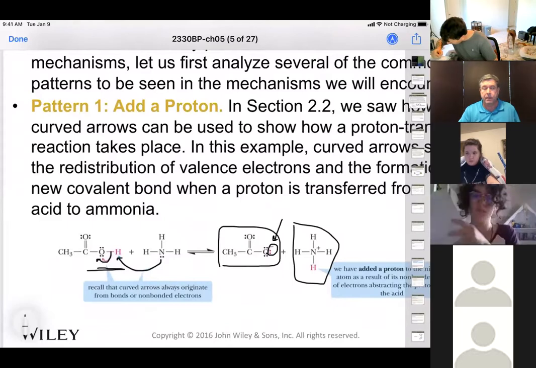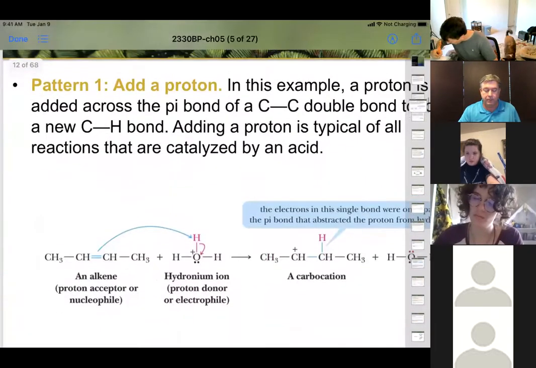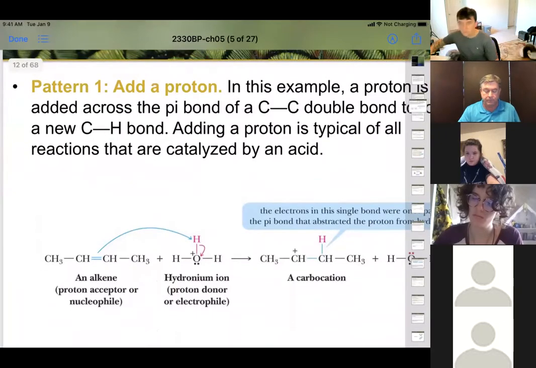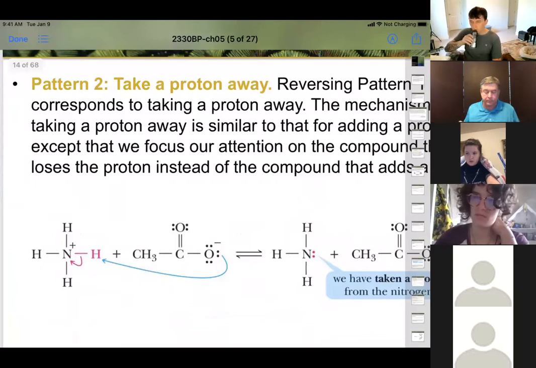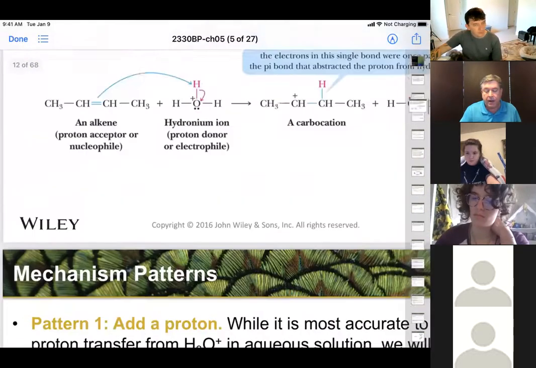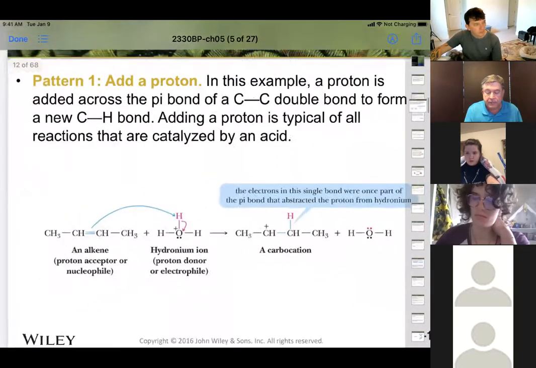Okay, so then our next one might be remove a proton. There we go. So if add a proton is one, take away a proton is another. Let me actually back up and show you why adding a proton is good for making a bunch of different reactive species.